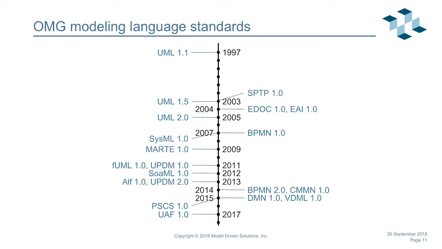Between 1997 and 2003, OMG actually did 4-point releases, right? 5, including UML 1.1, culminating in UML 1.5 in 2003. There actually was not a whole lot that was done between 1997 and 2003 on developing actually full modeling languages. A lot of the focus was just on the evolution of UML.